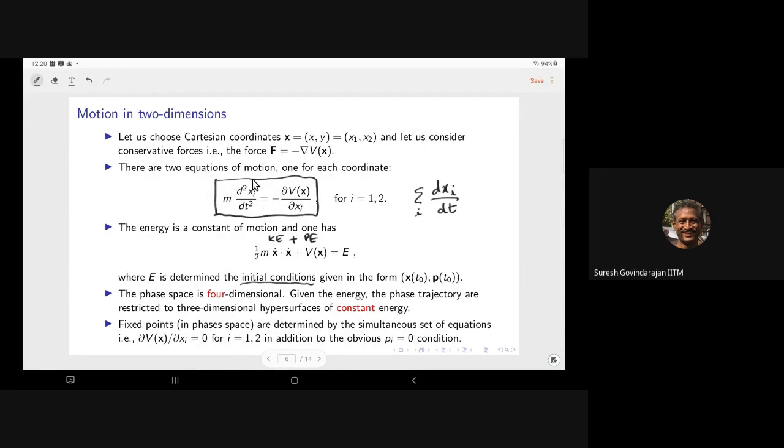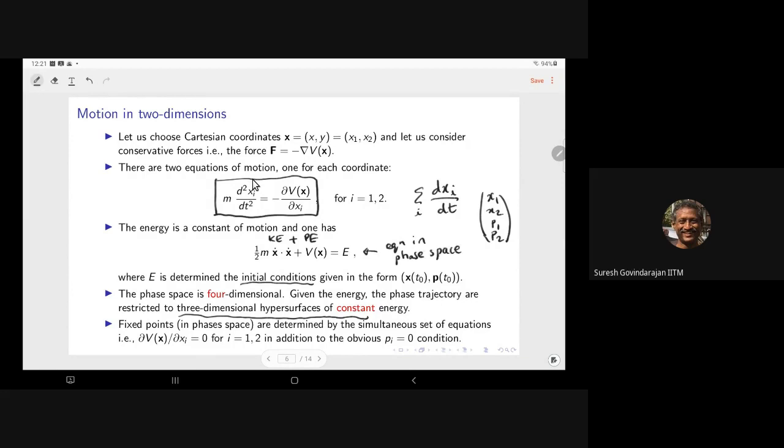Okay. The phase space is now 4-dimensional. Why is that? Because we'll have x1, x2, p1, and p2. So phase space is 4-dimensional. Now if you give me an initial condition, if you give me a value of energy, the phase trajectories are restricted to a 3-dimensional hypersurface of constant energy. So this is an equation. Replace m x dot with p. This gives an equation in phase space. One equation, so 4 becomes 3.